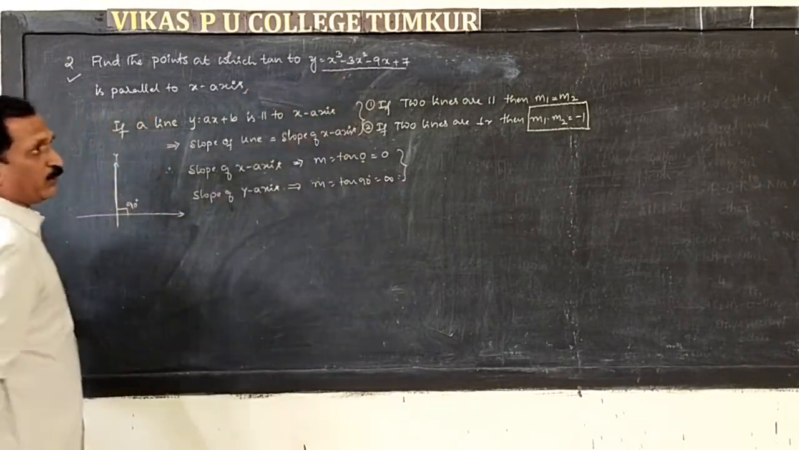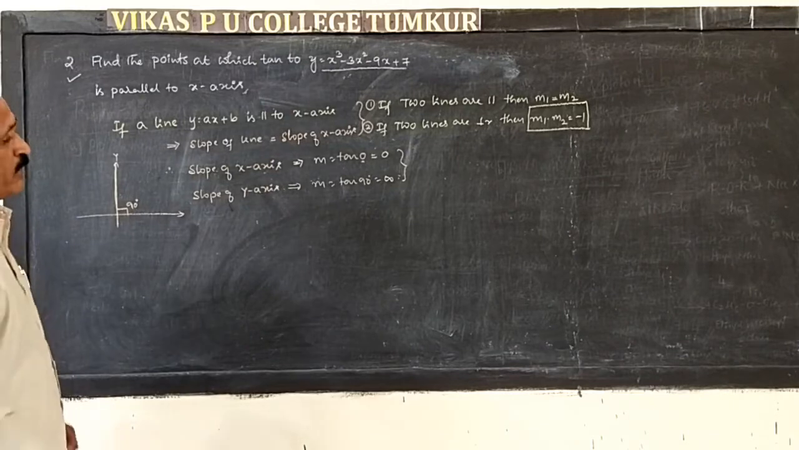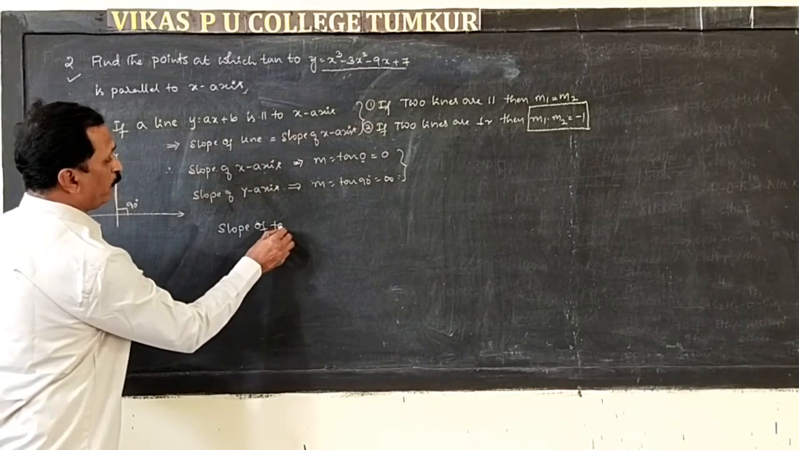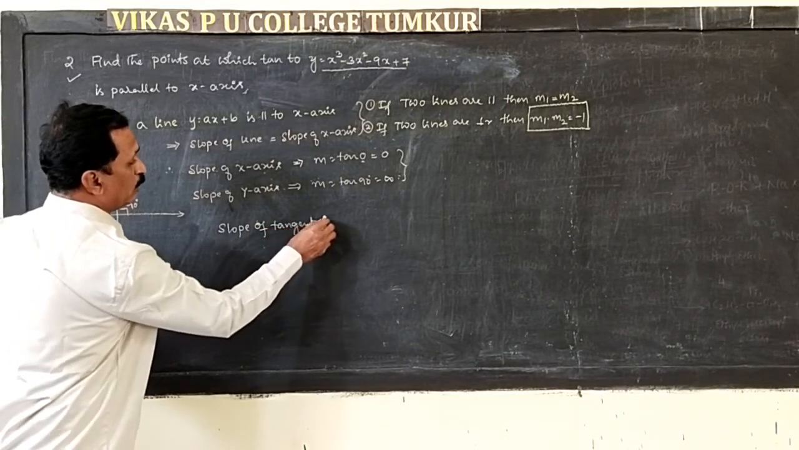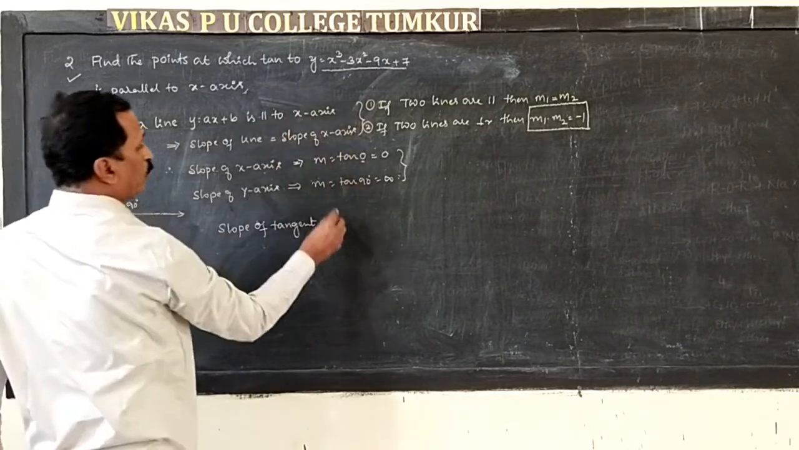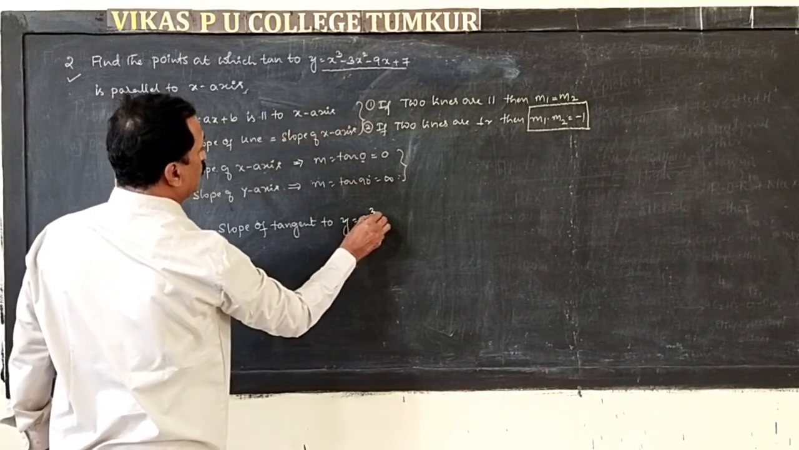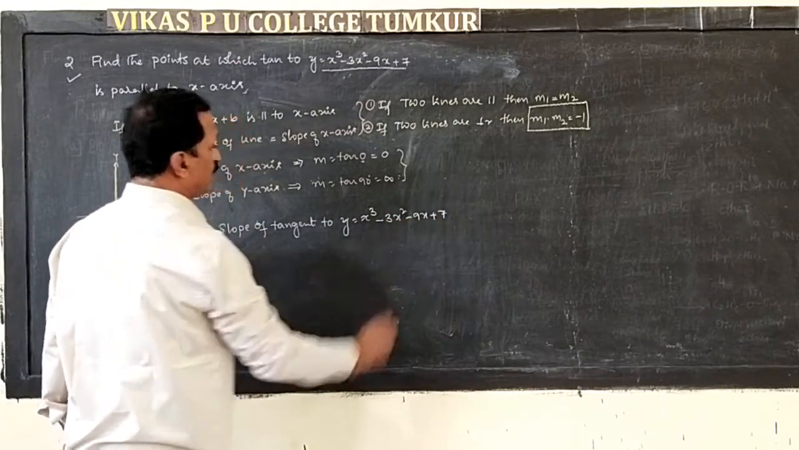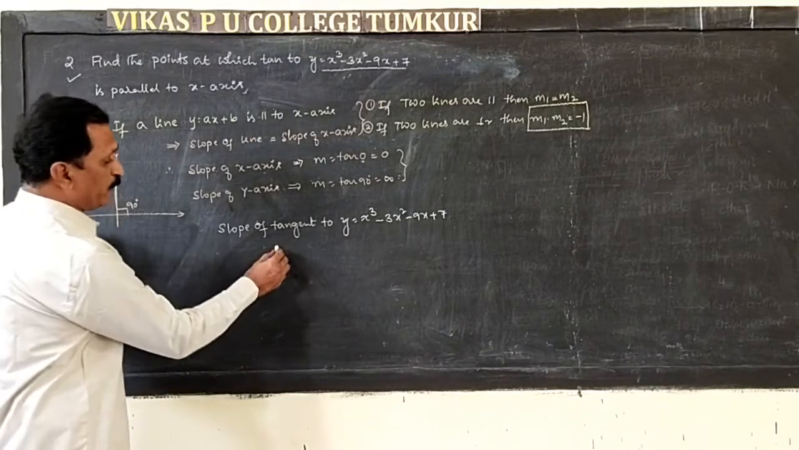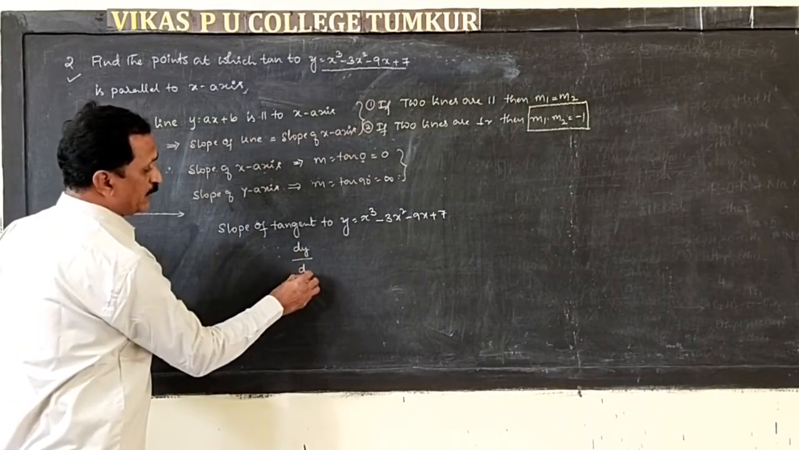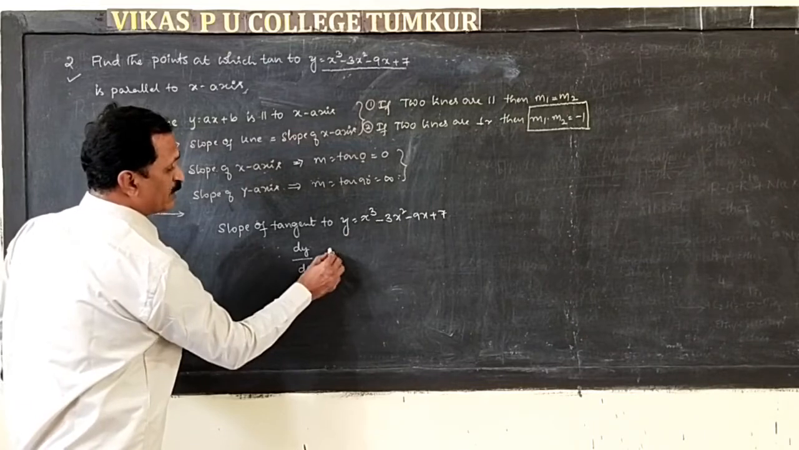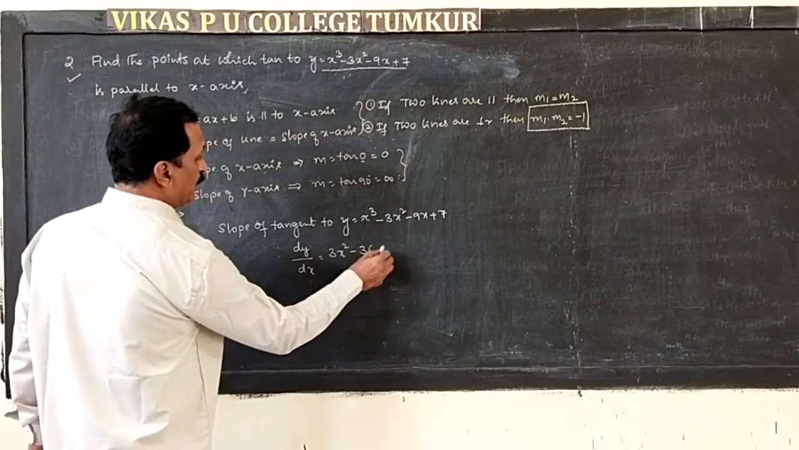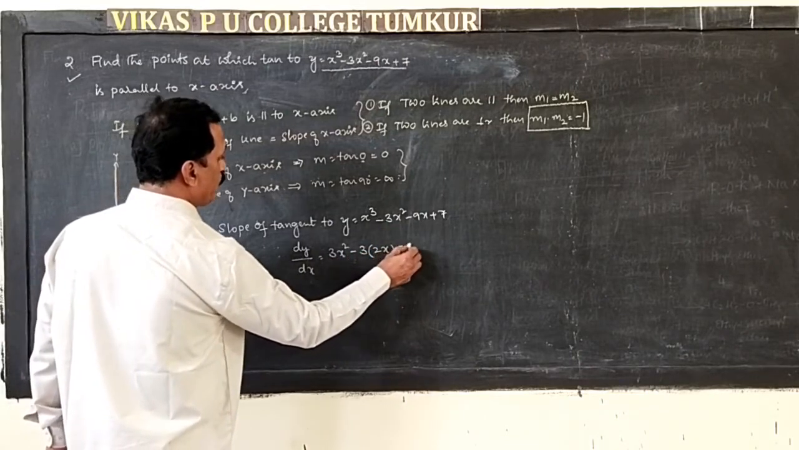Tangent to the curve. Let me find the slope of the tangent to y equals x cube minus 3x square minus 9x plus 7. Let me differentiate this. dy by dx is equal to, what is the differentiation of x cube? 3x square, minus 3 into, what is the differentiation of x square? It is 2x, minus 9.